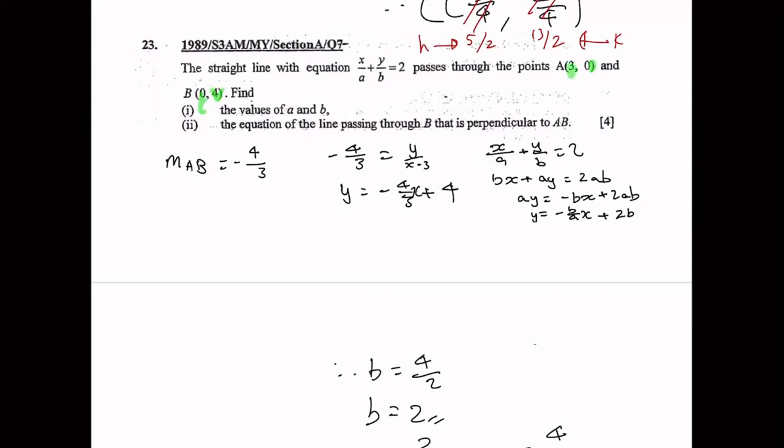Yes. Okay. I think it's better if you just draw, like 3, 0 is somewhere here. Then B is 0, 4, so somewhere there. So it's downward sloping, very clear. That's why you have a negative answer. Okay, makes sense. Then you want to find the equation of the line.